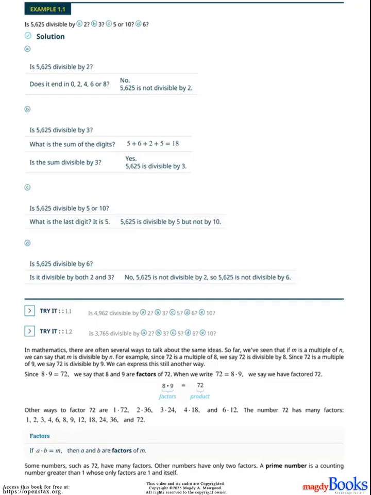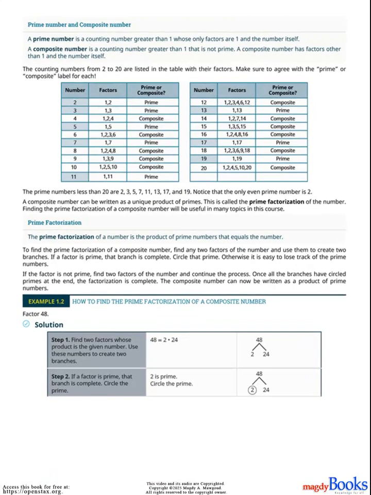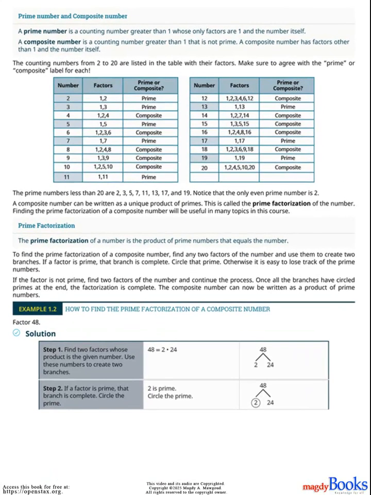Some numbers, such as 72, have many factors. Other numbers have only 2 factors. A prime number is a counting number greater than one whose only factors are 1 and itself. E. Prime number and composite number. A prime number is a counting number greater than one whose only factors are 1 and the number itself. A composite number is a counting number greater than one that is not prime. A composite number has factors other than 1 and the number itself.